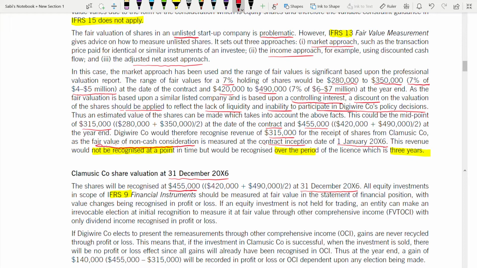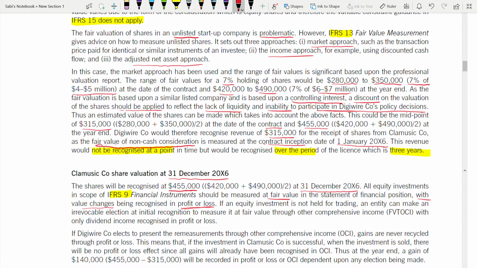Here the valuation is different. Should be measured at fair value in the statement of financial position with value changes being recognized in P&L. Remember, they have told that they will be recognized in P&L or not. Value changes will be recognized in P&L, right? Don't stop here. You have to clearly specify why P&L only, because there are other ways of recording. Through other comprehensive income also we can record, but why through P&L only? That you have to make it clear.